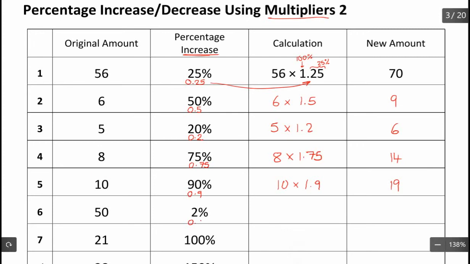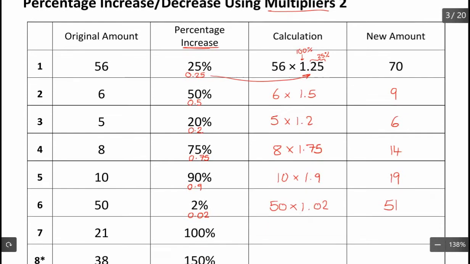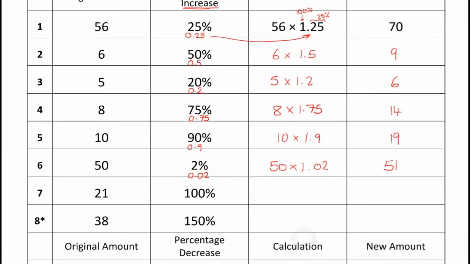2% is a bit harder, that's 0.02, not 0.2. So we're going to times 50 by 1.02, and that will give us 51. 100% is 1 as a decimal. Seems weird because that's kind of not a decimal, but it's the same process. We've divided each of these by 100 to find their decimal. So when we times 21 by, okay, now we need to add 1 to 1, just like we have done with all the other decimals. So we would times it by 2, and that gives 42.